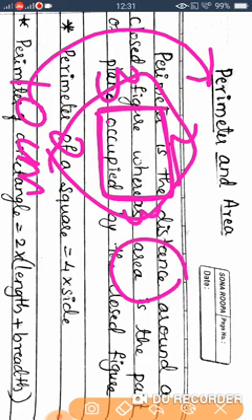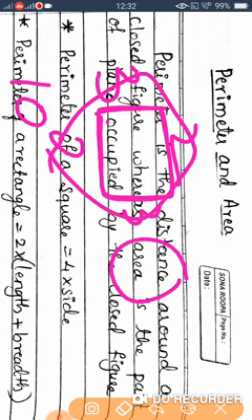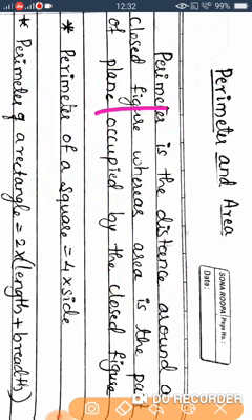If this is a perimeter, then for a circle, how much length is there along its edge? That total is also called the perimeter. So it is the boundary surrounding any figure. Then what is the meaning of area? Taking this figure, the distance around the closed figure is called the perimeter.